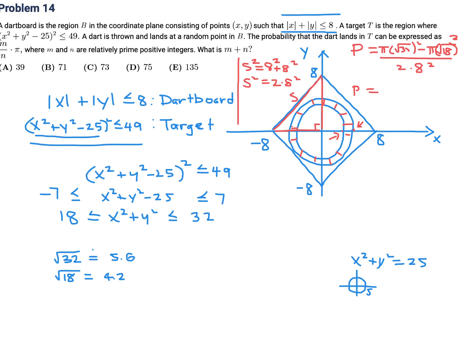There's 32 pi minus 18 pi. So that's 14 pi, and then all over 2 times 64. So in lowest terms, that looks to me like 7 pi over 64. Yeah, I think that's lowest terms. So this represents my m over n pi. That means m is 7 and n is 64, and they want m plus n. So m plus n would be 71. And therefore, the answer is B.